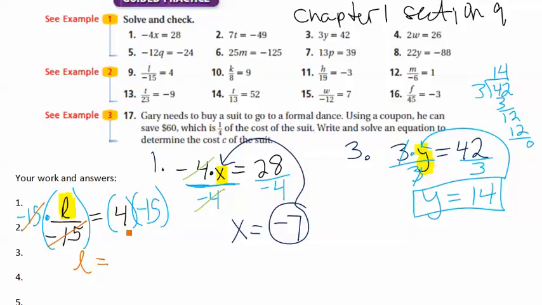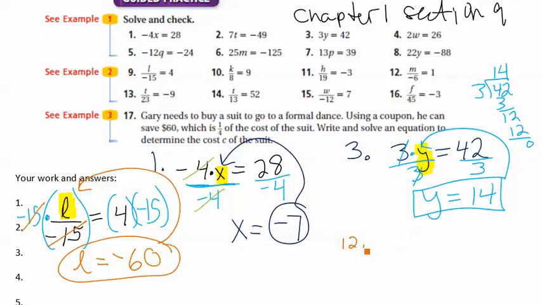And on the right side, you have to take 4 times negative 15 and that is equal to negative 60. So if we were to check it, we would put the negative 60 in for L, and negative 60 divided by negative 15 does equal 4, so it does check. So our answer then is L equals negative 60. Let's do one more division problem. How about number 12? Number 12 says M divided by negative 6 equals 1.